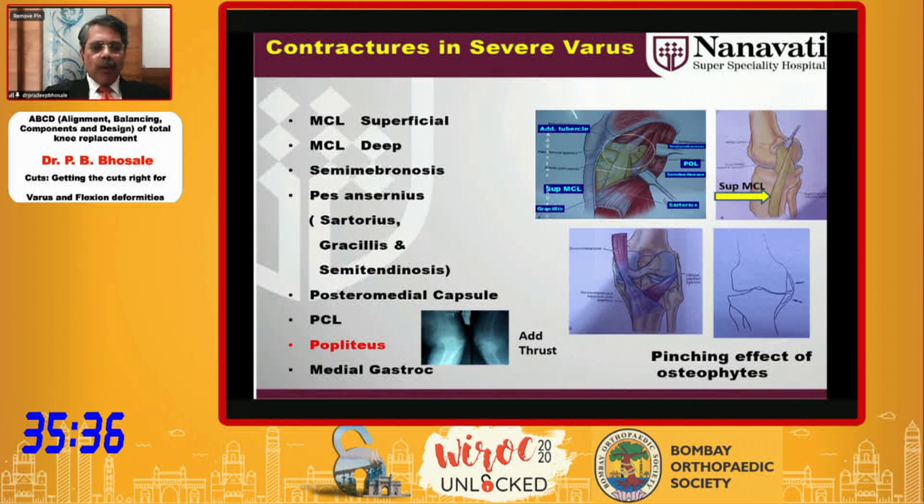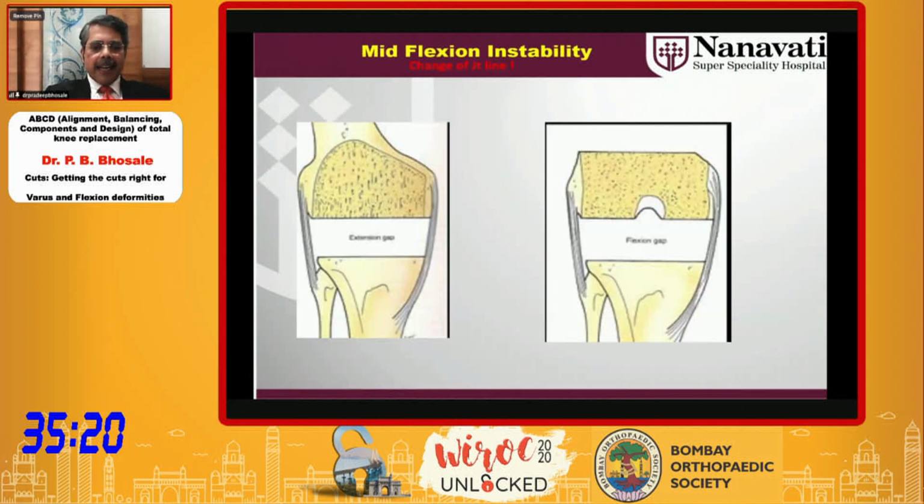And one very important is the popliteus. Whenever there is adductor thrust, many times you may need to release and elongate popliteus. That is actually a very important point whenever there is adductor thrust. And sometimes the medial gastrocnemius is also tight.